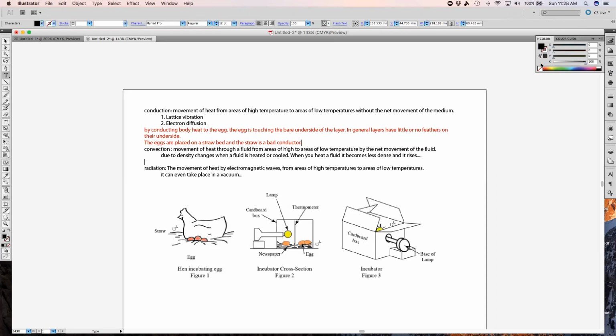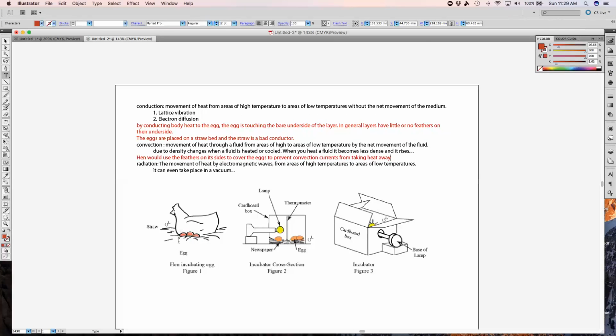Well, what happens to the hen is when they sit on the egg, they will fluff up their feathers, so you can't even see the egg. The hen would fluff up their feathers around. If you have ever seen a hen on top of the eggs, you hardly ever see the eggs because they are completely under the hen, and the feathers cover them from all sides. All right. So these are the methods by which the hen keeps the egg warm.